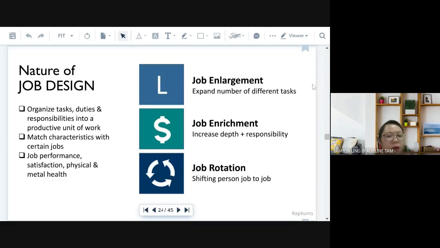But remember, normally when we do job enlargement, we only expand the job. If we do job enrichment, we expand, we give them more job and responsibility. And if it is job rotation, we just change them to different tasks, but normally the same post.